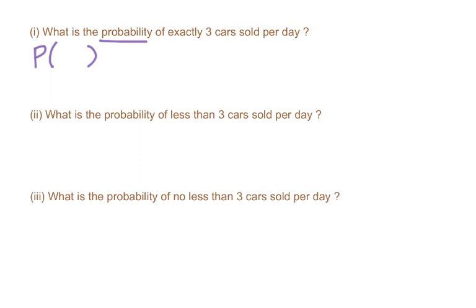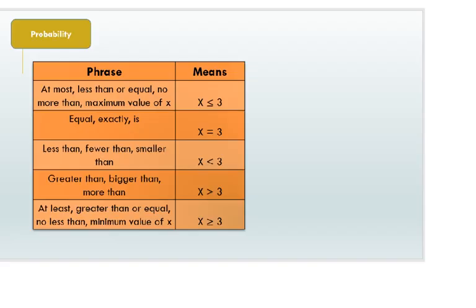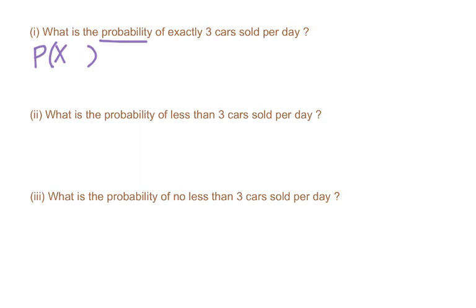So cars sold per day is our variable, which is in terms of X. Okay, and then it says exactly 3 cars sold per day. So for this exactly 3, we need to look at the phrases that we have in the table just now. So exactly means that we are having X equals to 3. So meaning that in our probability, what we want to have is probability of X equals to 3.